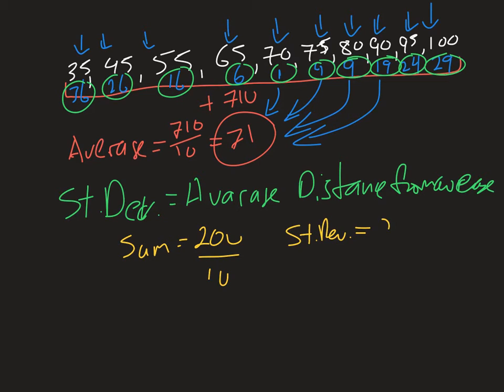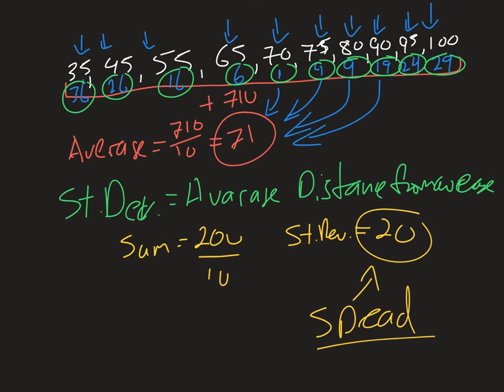And that would be 20. Now, what this 20 means is that, on average, each student is within 20 points of the 71%. Again, it's an average. If we were to take the distance from the average and spread it evenly, they'd all be within 20 points of it. It's a way of measuring spread.